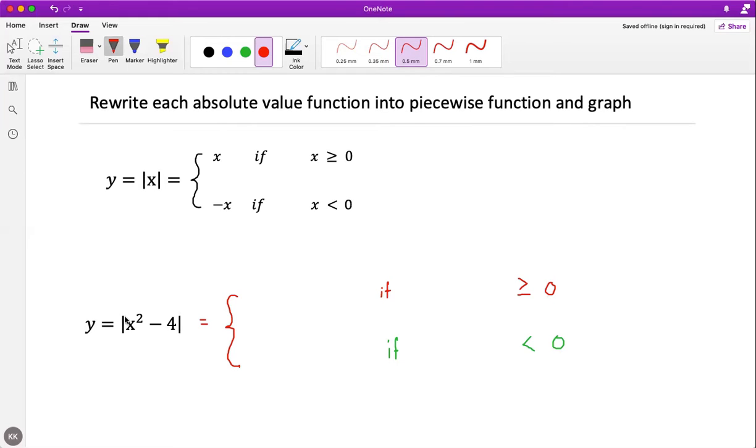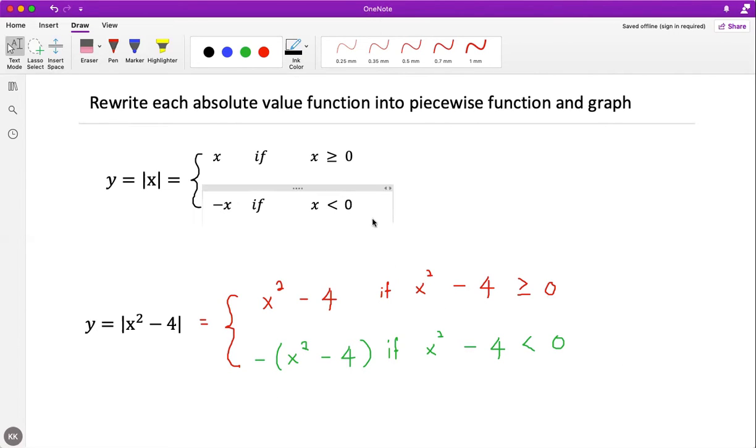Inside the absolute value, we have x squared minus 4. So I'm going to replace every x here by x squared minus 4. After you replace every x value by x squared minus 4, you should get something like this. So what's the main issue here? You notice that the intervals here and the intervals here do not match.